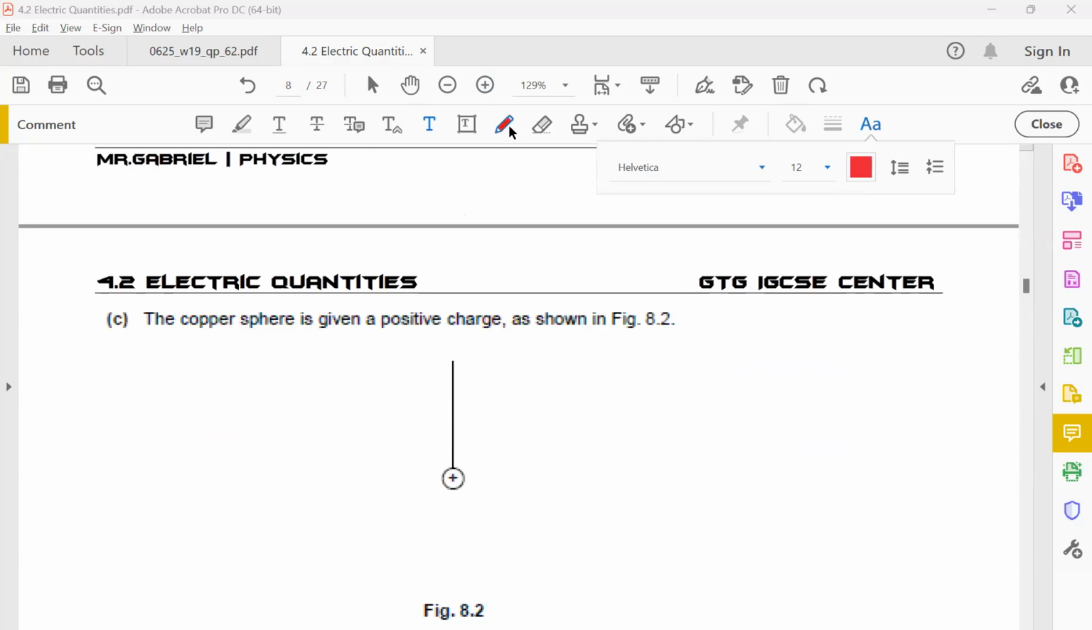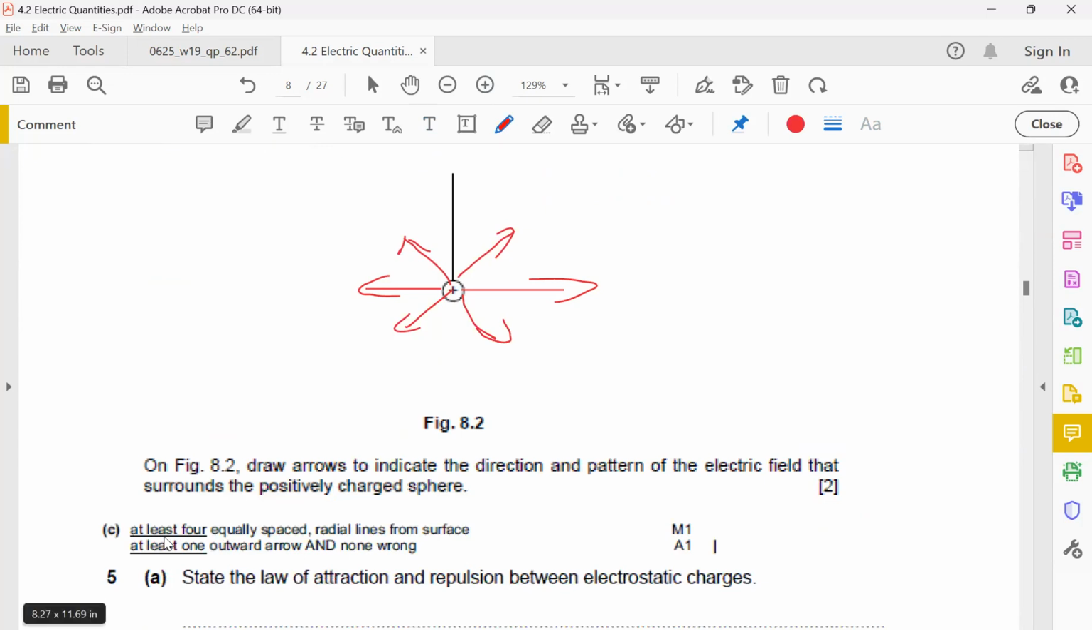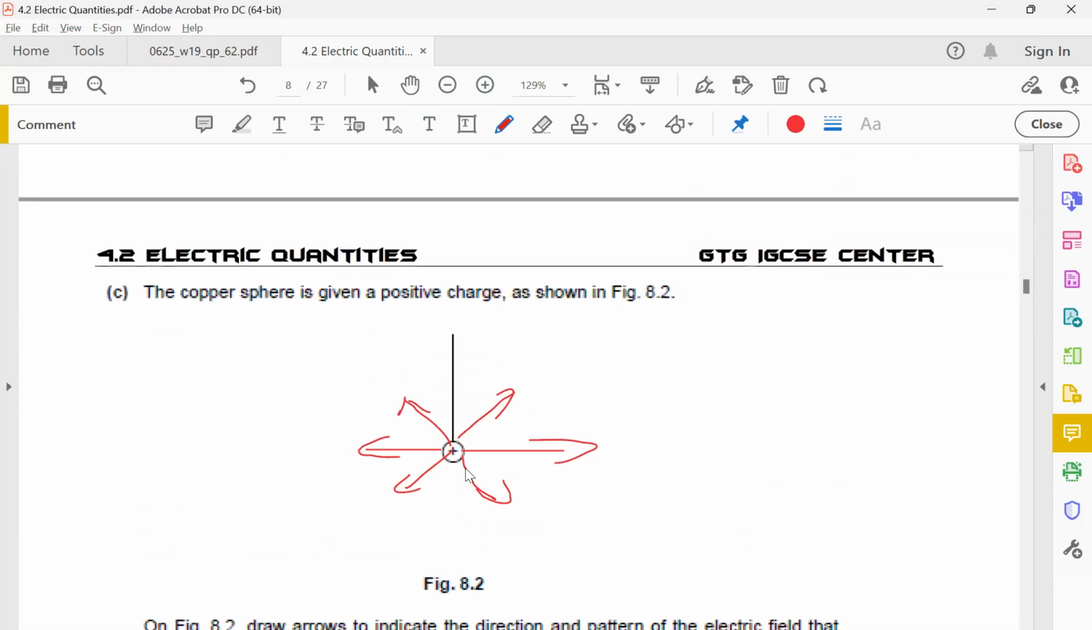Then after from here, obviously the direction will be outwards. It's definitely outwards. Right, you are expected to draw at least 4 of them. Or was it at least 5? Yeah, at least 4 of them. Right, but try to draw it with equal spacing as well, guys. Definitely don't draw it like that.